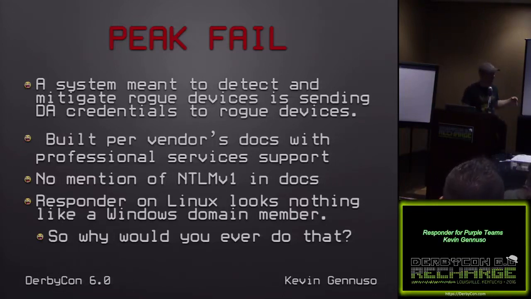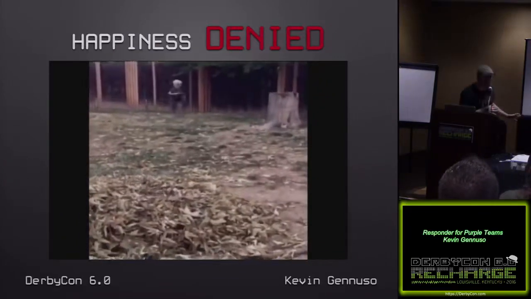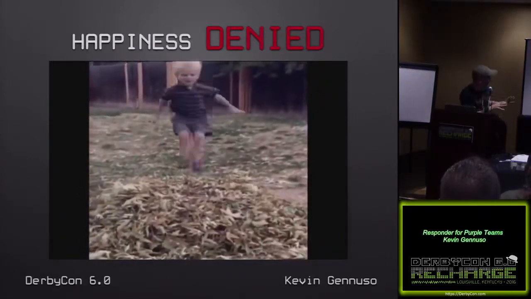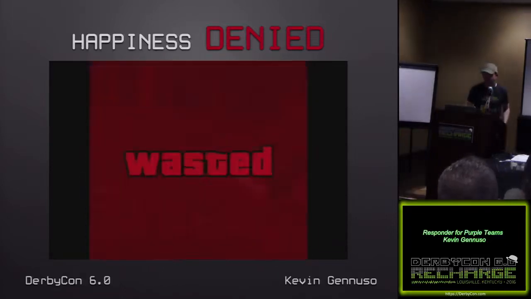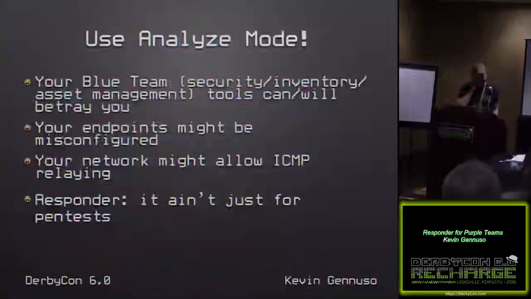There was no mention of NTLM v1 or anything in the documentation. It was built per the vendor's docs. Again, Responder running on this network looks nothing like a Windows domain member. Right, looks nothing like it. So why would you ever send me DA username and hash? It was like this happiness denied moment where it was like, hey guys, we got this really cool solution. We're going to find all the rogue endpoints and we're going to do really great stuff. Oh, not so much. So poor kid, right? Poor NAC, getting kicked over like that.